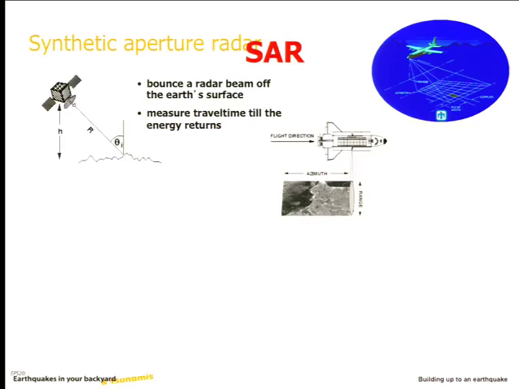Up in the sky, whether it be a plane, a satellite, or it used to be the space shuttle, you shoot a radar beam down to the surface of the Earth. It bounces off the surface back up to a receiver on the same platform, and you use that to measure the distance from the satellite down to the surface of the Earth. We just measure the travel time until the energy bounces back, and because we know the velocity of the radar wave, we can measure the distance.